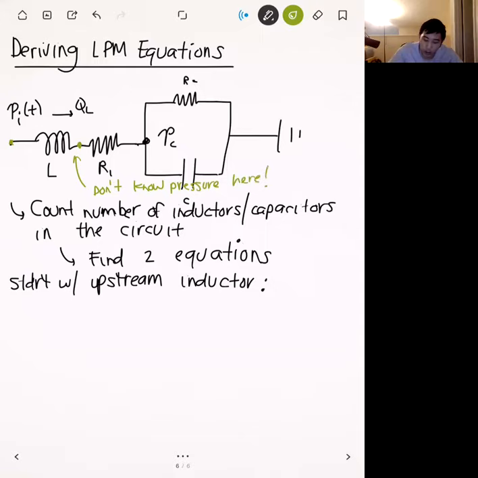We know the pressure after the resistor. So after the resistor, the pressure is going to be PC, right? But because we have that resistor there, this intermediate pressure in between the inductor and the resistor is not going to be the same as PC. And so we're going to need to adjust for this a little bit. In these situations, where you have an inductor and you don't know what the pressure is right after it, what you can do is take a pressure difference between two points that also includes the inductor.